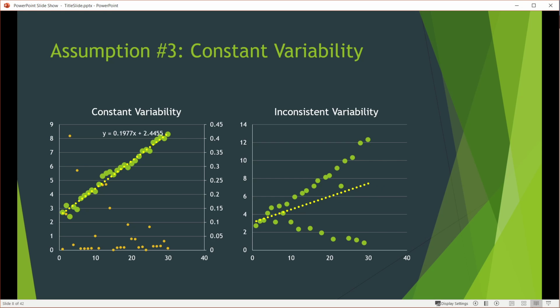Now, how could you deal with assumption number 3? That suggests that you have other issues with your data. In order to fix this inconsistent variability, you may need to choose different independent and dependent variables. So this may not actually work that well for a regression. You may not be able to trust the results that you get back from it.